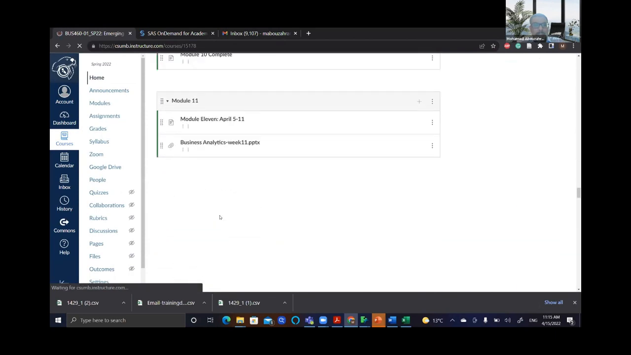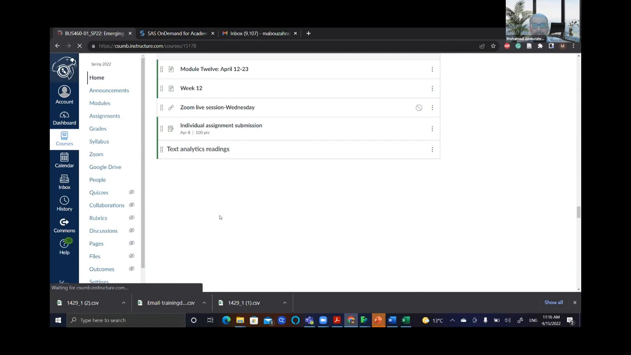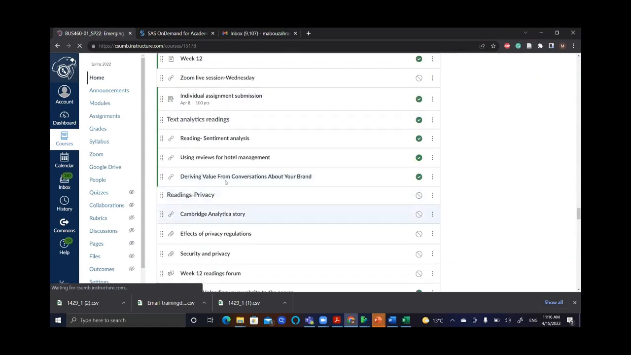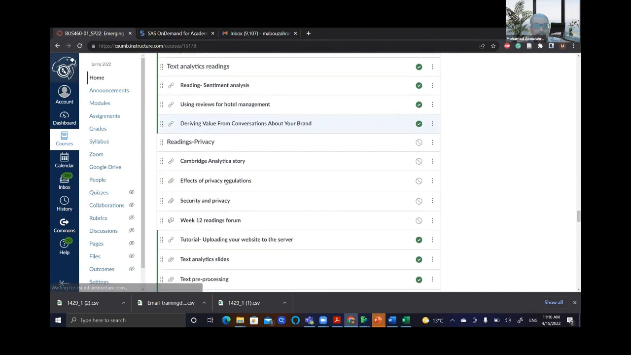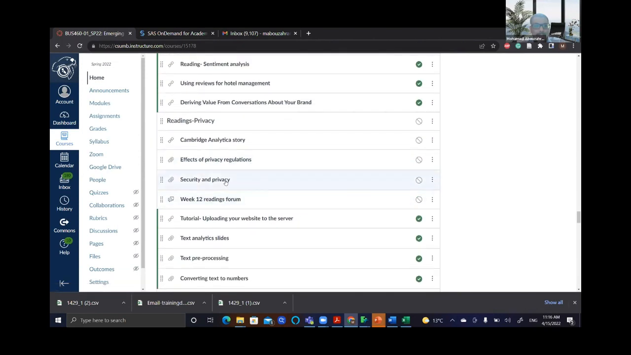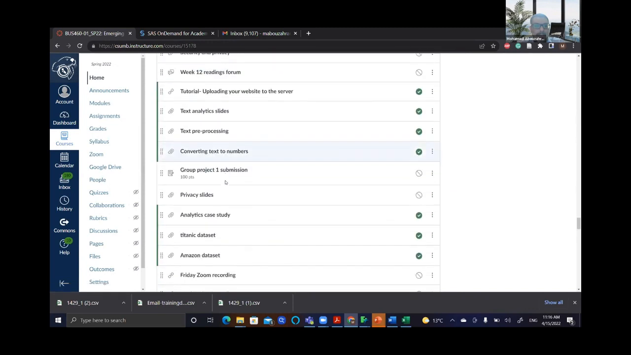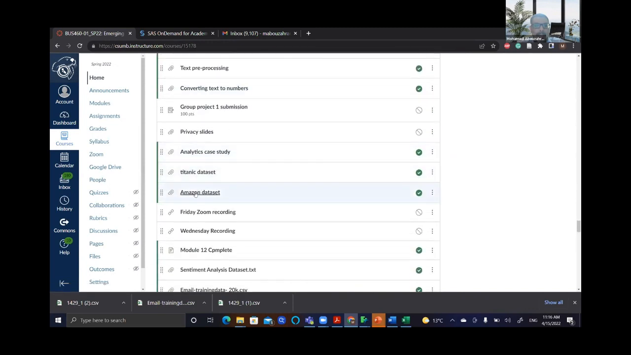So it's right there under module 12. It's called Amazon dataset. Yes, this is the one, Amazon dataset. So now we opened the file.